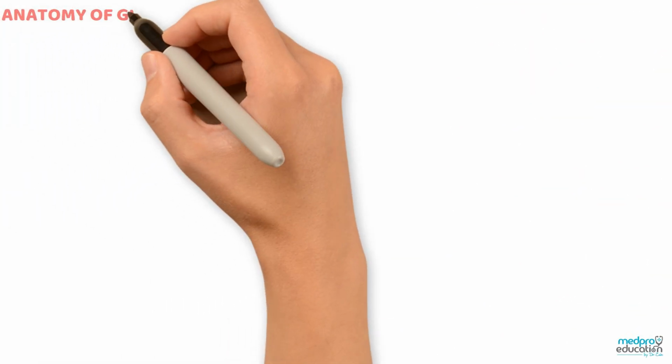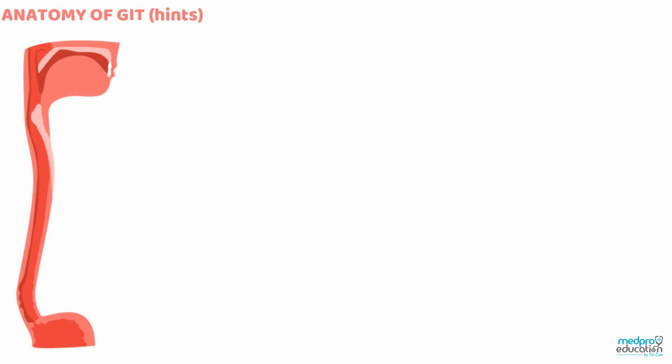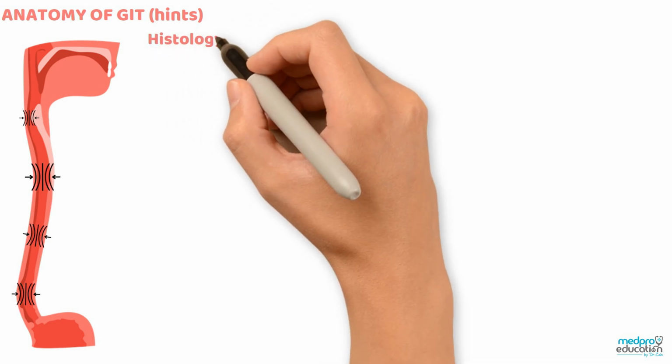Now let's discuss the important anatomical points of the gastrointestinal system. The esophagus has normal constrictions at the cricoid cartilage, aortic arch, left main bronchus, and diaphragm. The stomach connects at the gastroesophageal junction, followed by the duodenum in a C-shaped loop around the pancreas.